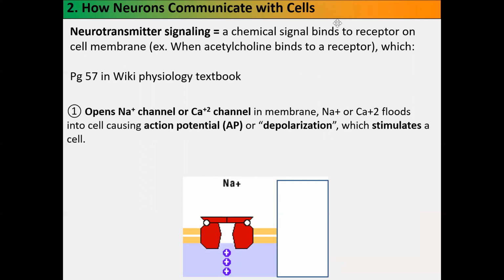Okay, so sodium and calcium are always stimulatory. If a neurotransmitter binds to a receptor on a cell and it opens up a sodium channel or a calcium channel, that is going to be stimulatory. So the cell forms an action potential. These words are all synonyms. Or it gets depolarized, or it's just stimulated. All right, those mean all the same thing.